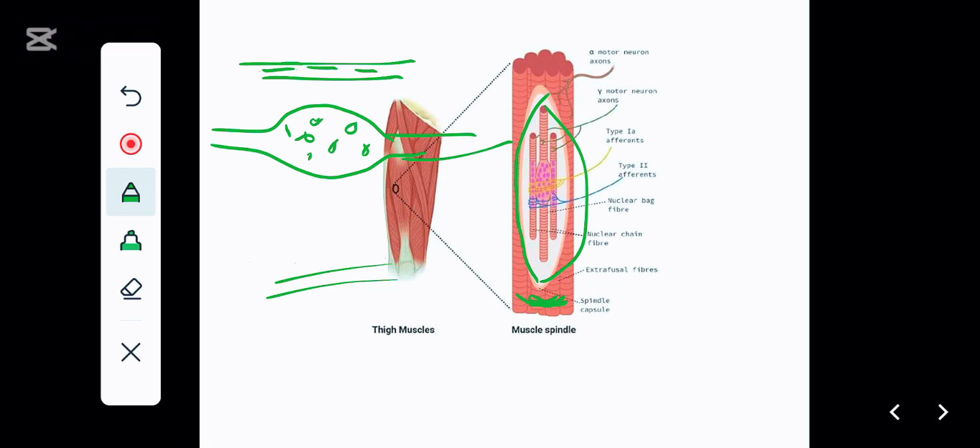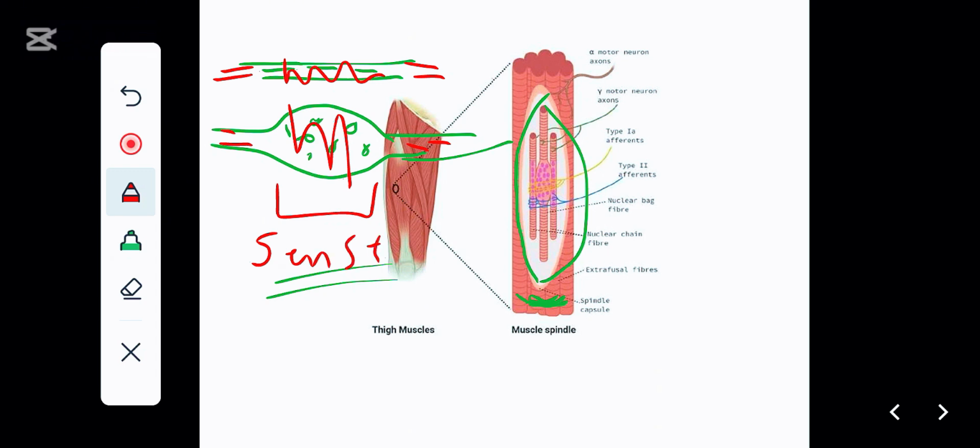These fibers that you're seeing here only have contractile filaments in their peripheries, here and there. At the center, they do not have contractile fibers, so at the center they don't contract. They only contract in the periphery. The center just serves as a sensory region to sense the stretch. All right, so this is your basic anatomy.